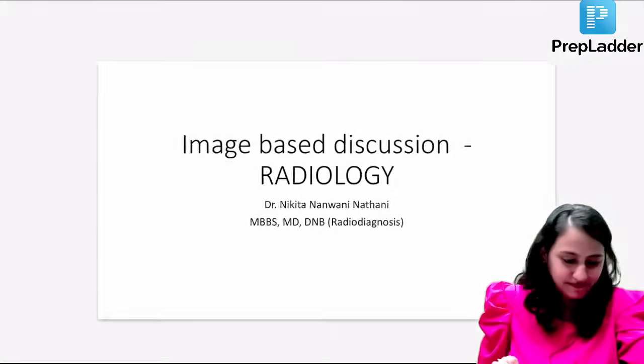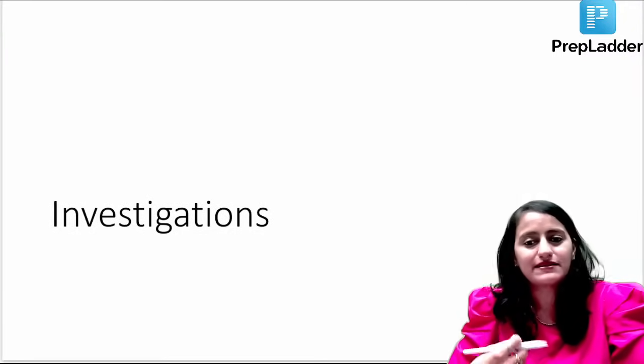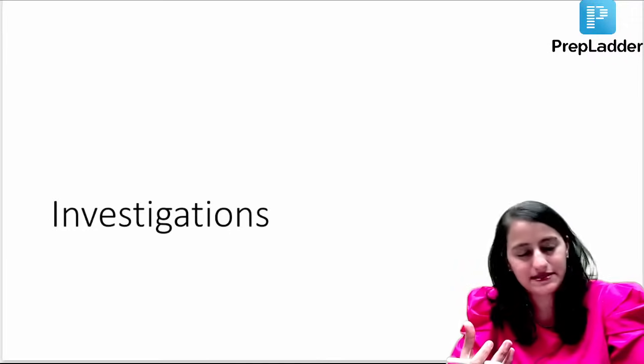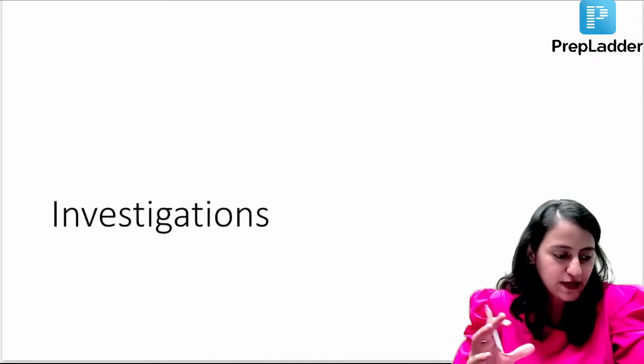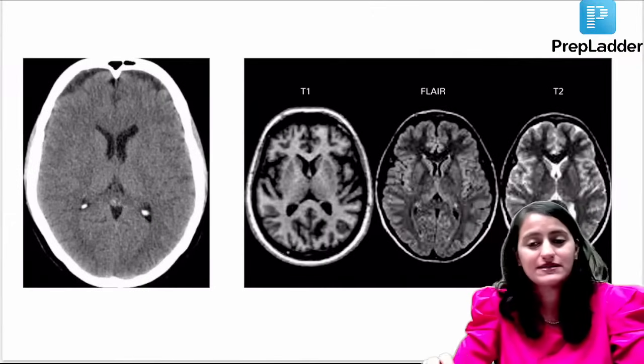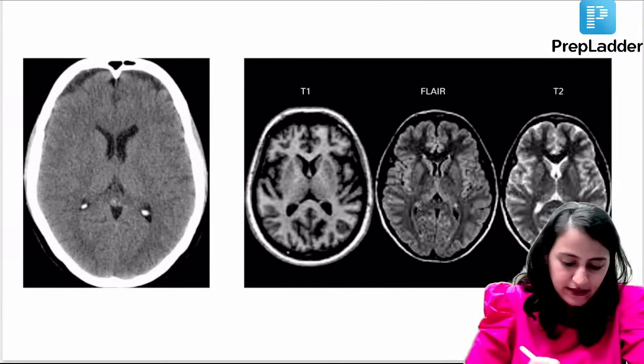Okay, so we'll go system-wise. First we'll look at the important investigations that you are asked to identify, then the anatomy, and then the various systems. We are focusing only on the most important images, the ones that are frequently asked and have been asked in your exam. So first one here, look at this.